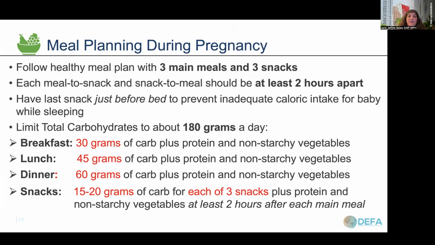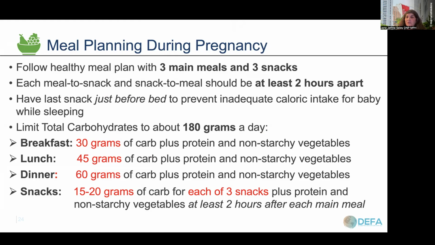So the carbohydrates are limited to about 180 grams per day, which means the breakfast, because people are much more insulin resistant in the morning because of the pregnancy hormones, will only be 30 grams of carb. The lunch will be 45 grams of carb. Dinner will be 60 grams of carb. And each of the 3 snacks will be 15 to 20 grams.